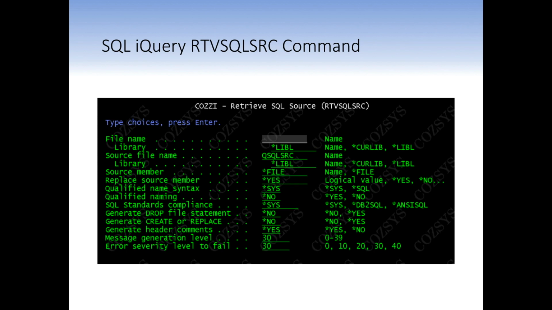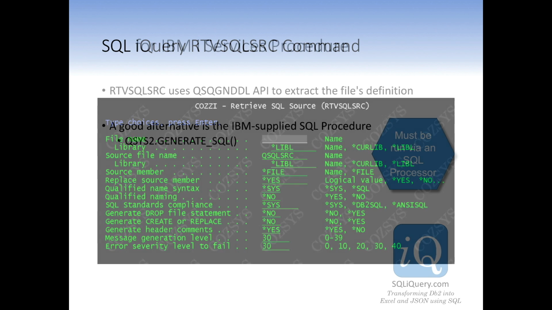Here's the Retrieve SQL Source command that comes with SQL iQuery. You can see that it has all basic parameters on there. Usually I let everything default, with the exception of the generate, create, or replace statement. We really want to generate a create or replace statement instead of just a create, so that we have the option of redefining the file and preserving the data, and not just failing when the create runs because the file already exists. That's about the only option I change on here.